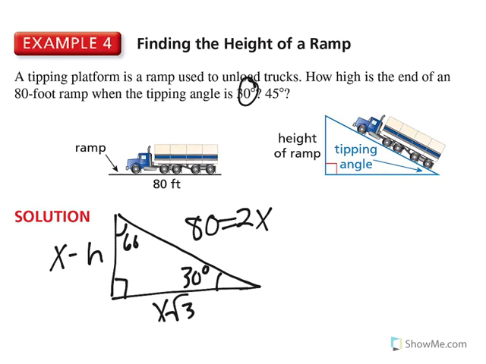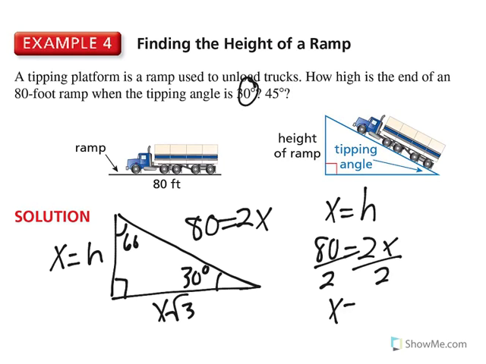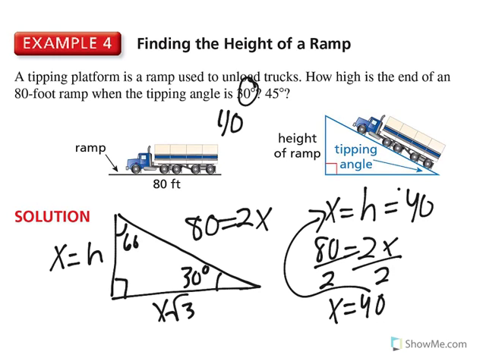So I'm going to set them equal. So I get x is equal to h. And I get that 80 is equal to 2x. So to solve for x, I'm going to divide by 2. So I get that x is equal to 40. I'm going to plug this in. So my height is equal to 40. So in the first example, my height at the end of my ramp is going to be 40 feet.